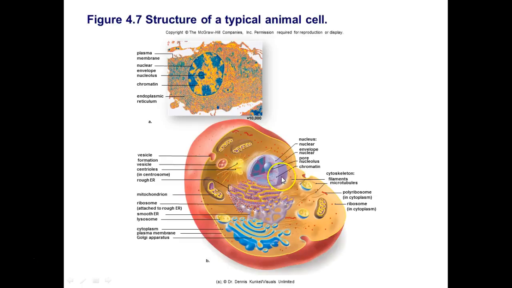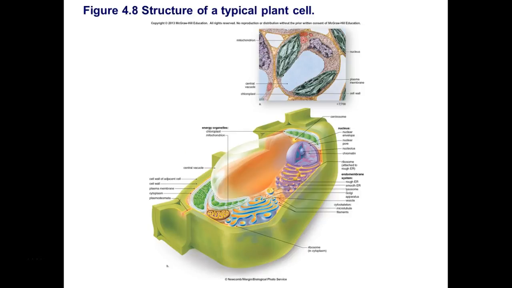It's much more complicated. It has a membrane-bound nucleus, and it also has these endomembrane structures. So this is a membrane-bound structure. This is a membrane-bound structure. Okay. One thing to notice here about the animal cell, it has a plasma membrane, but it does not have a cell wall. Now this is a typical plant cell.